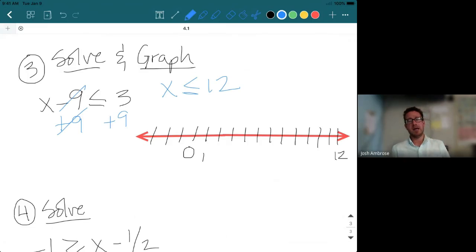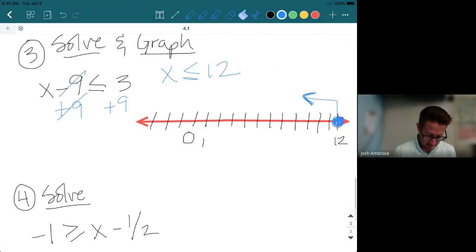You can see I kind of thought ahead and made that number line a little bit bigger. So we're going to go all the way to 12. We are going to have a filled-in circle at 12, because it does say or equal to, and then it says less than. So we will be going to the left with that arrow.